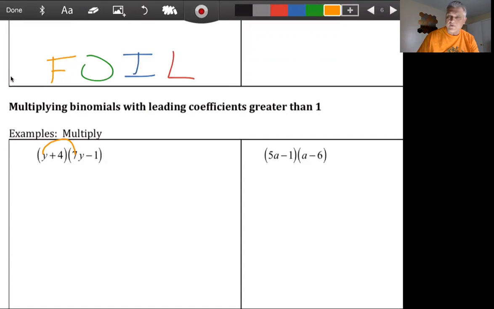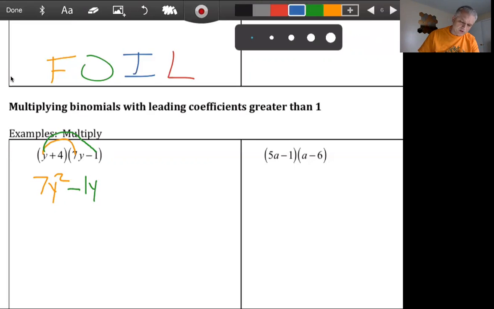1y times 7y is 7y to the second, because y to the first times y to the first is y to the second. For the green, the outer, the two outside terms, the first on the left and the last on the right, y times minus 1 is minus 1y. You can put the 1 there for now, I don't have a problem with that. If you want to just put minus y, that's okay too.